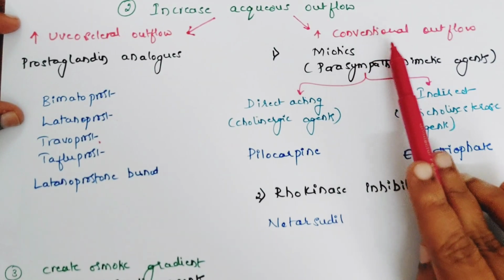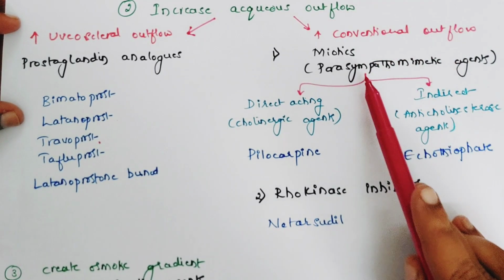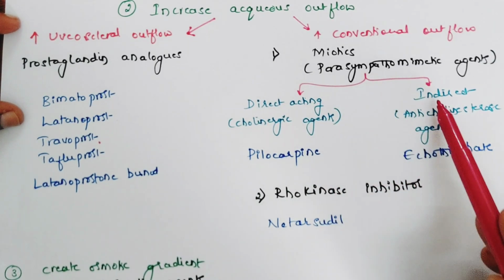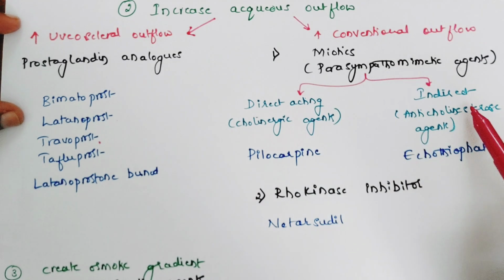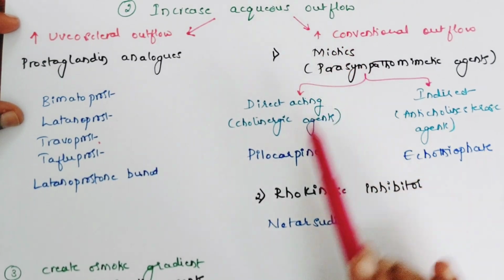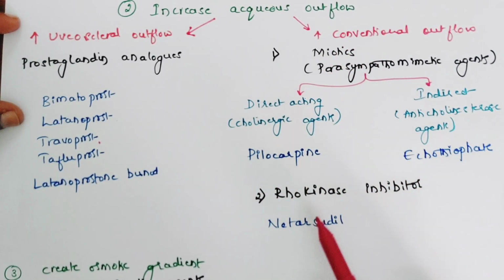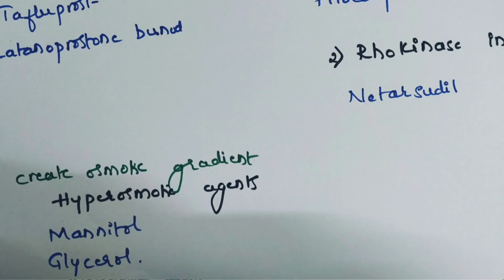So all these will increase the uveoscleral outflow. Those which will increase the conventional outflow, we have miotics and the Rho kinase inhibitors. In the miotics, again it can be direct acting or indirect. In the direct it is cholinergic agonist, that is pilocarpine. In the indirect it is anticholinesterase agents. In that we have ecothiopate. Okay, so miotics you can write pilocarpine and ecothiopate. In the Rho kinase inhibitors we have netarsudil. So coming to the third category, which will create an osmotic gradient, that is hyperosmotic agents. In that we have mannitol and glycerol.